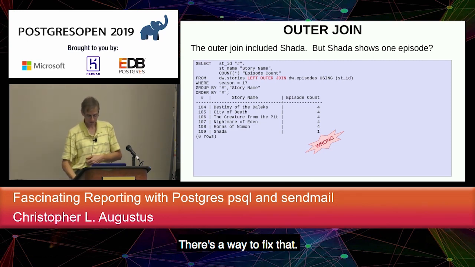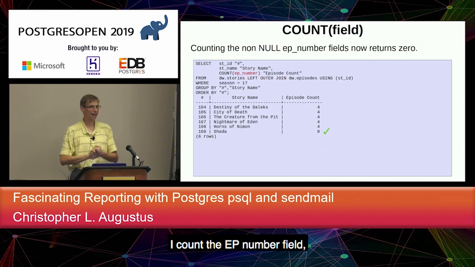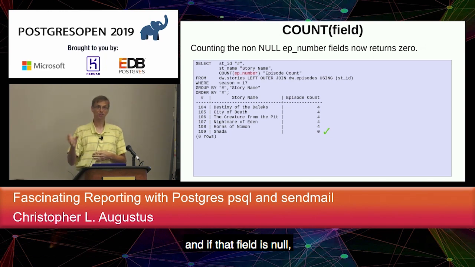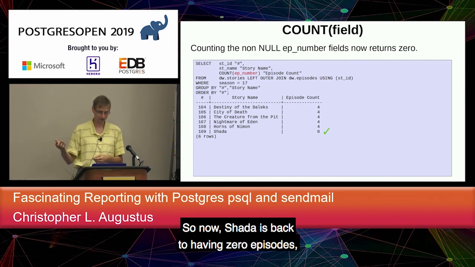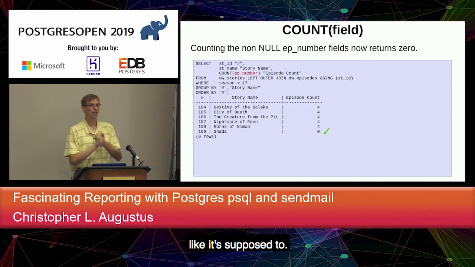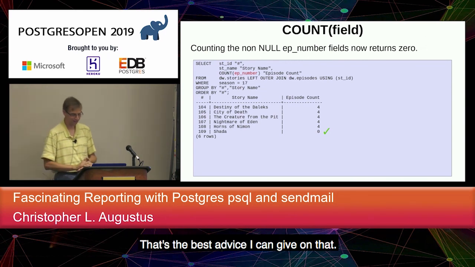So there's a way to fix that, a very simple fix. Instead of doing a count star, I count the EP number field, and if that field is null, I don't count it. If there's a value in that field, I count it. So now Shada is back to having zero episodes like it's supposed to. Know your data. That's the best advice I can give on that.